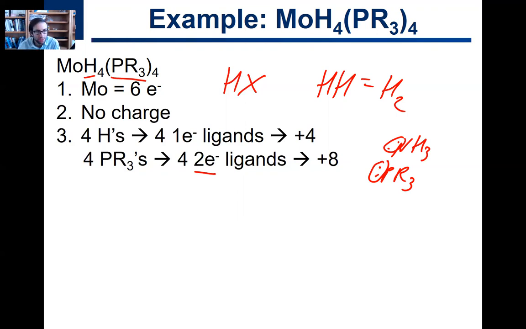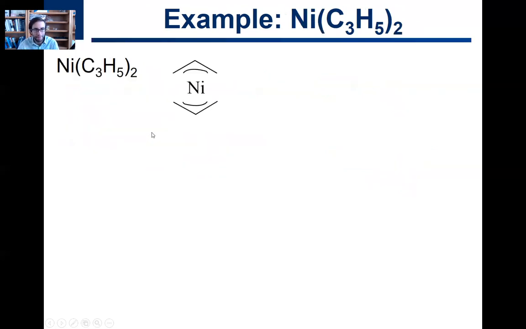Again, go to the handout to see details about how to assign the number of electrons for different ligands. But we have 4 1 electron ligands and 4 2 electron ligands. That's a total of 12 electrons there, plus the 6 that we originally had for the metal, 18 electrons. Okay? Let's do another example.